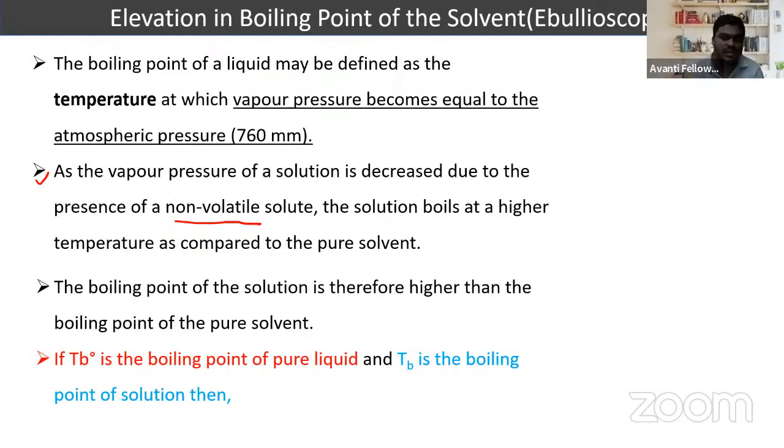So if Tb naught is the boiling point of the pure liquid and Tb is the boiling point of the solution, then what is elevation? Elevation is equal to Tb minus Tb naught, because Tb is the boiling point of the solution and Tb naught is the boiling point of the pure liquid, solvent only. So the difference between these two gives us the elevation in boiling point. So I hope you get the idea of how elevation in boiling point comes into the picture. Why there is elevation in the boiling point of the solvent.